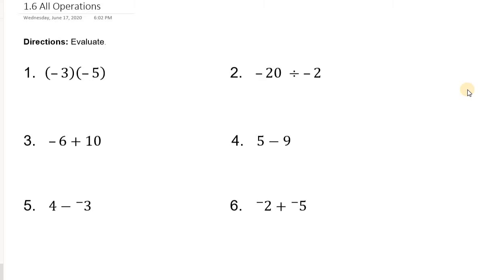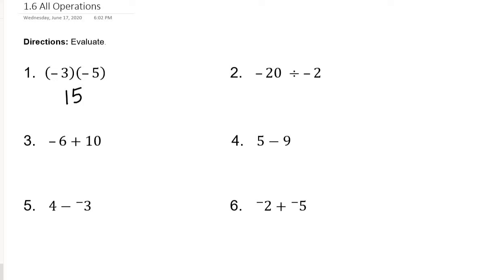All right, problem number 1, I have -3 times -5. Now your rules for multiplication and division say that if you have same signs, your answer is positive, different signs, your answer is negative. So here I have two numbers that are both negative. So same sign, the answer is positive. So this is going to be positive 15 for my answer.